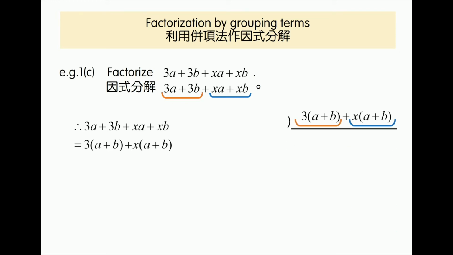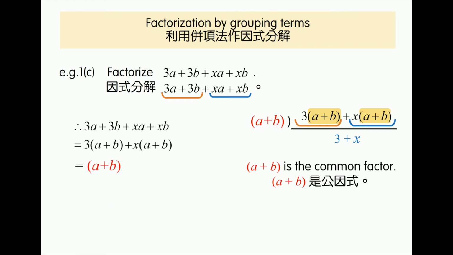The first part and the second part, they both have the common factor a plus b. Therefore, we can take out this common factor and put it outside, left with 3 plus x. Therefore, the final answer is a plus b, bracket 3 plus x.